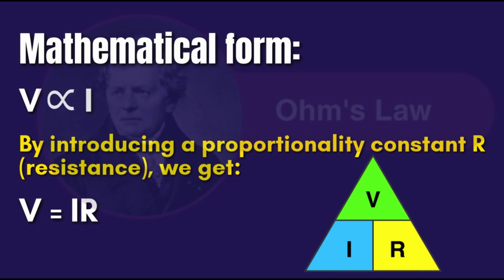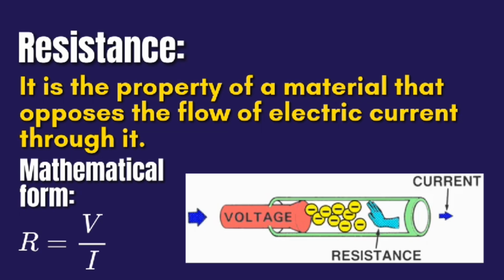So resistance, what is resistance? It is the property of a material that opposes the flow of electric current through it. यानी जो भी किसी मटेरियल में से करंट पास करता है, रेजिस्टेंस उसके फ्लो में, उसके पाथ में रुकावट पैदा करता है. It basically determines how much the material resists the movement of electrons in a circuit.